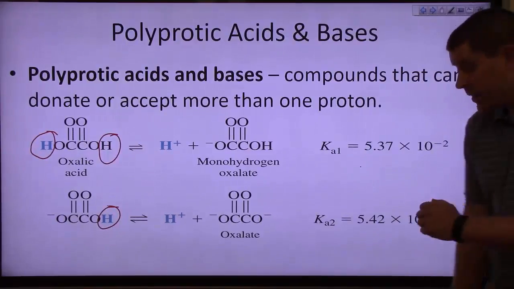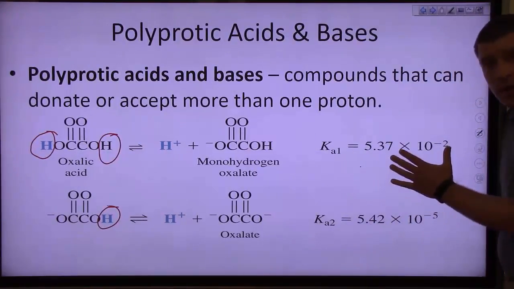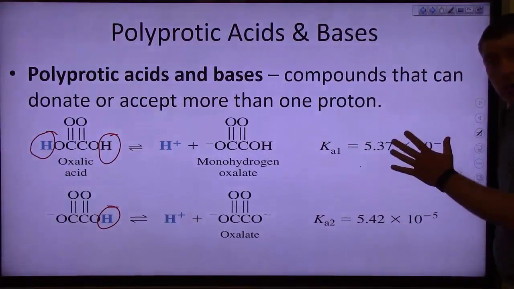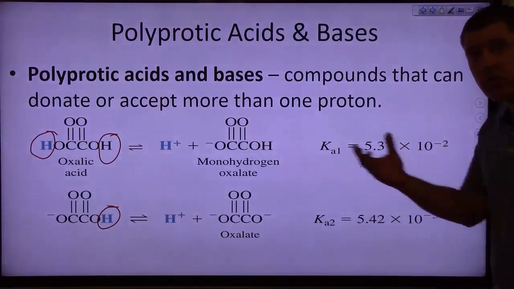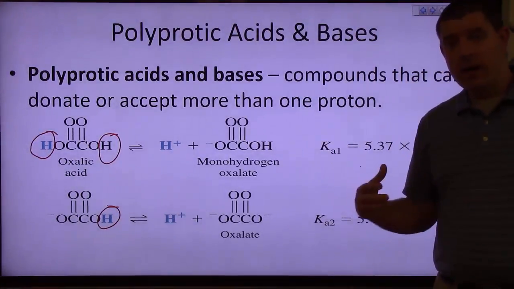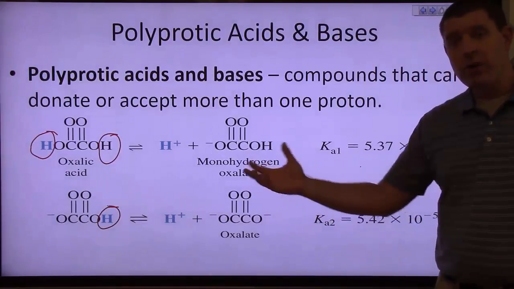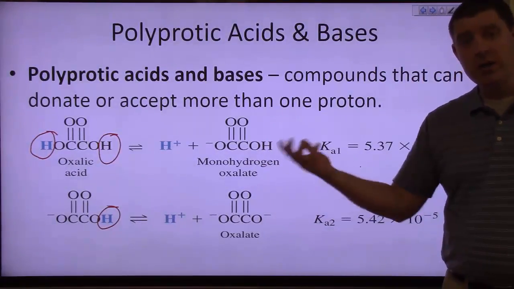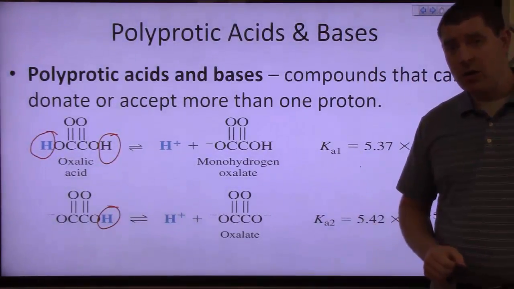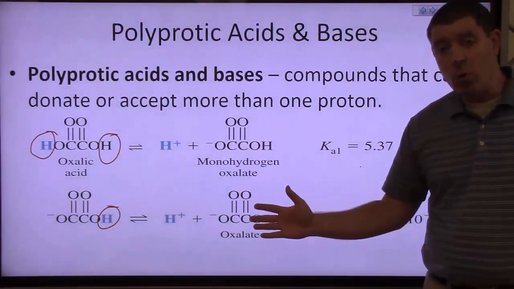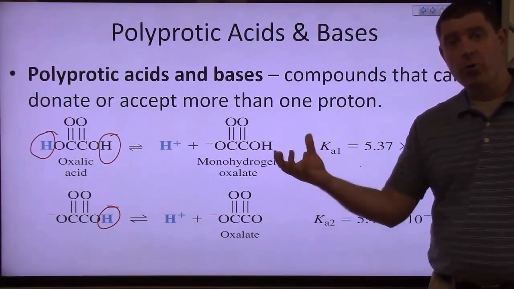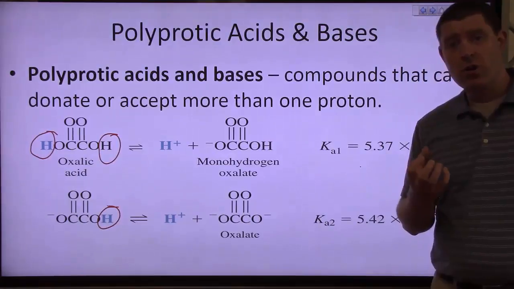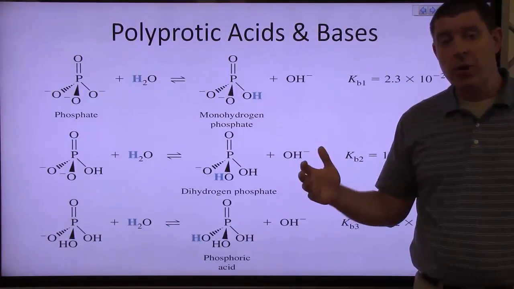Now note here that Ka2 is smaller than Ka1. This is going to be true for all of our polyprotic acids and bases. As you remove more and more hydrogen ions from that species, it's going to become harder and harder to remove an additional hydrogen ion from that species. Because of course, that species is getting more and more charged, and thus it's becoming harder to pull off a positive charge from that species. So let's look at a polyprotic base.